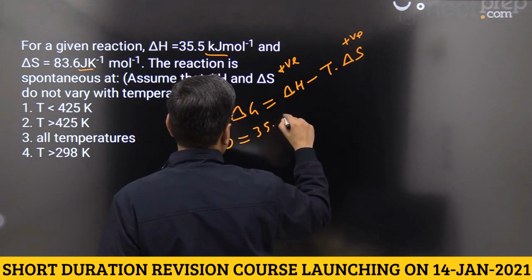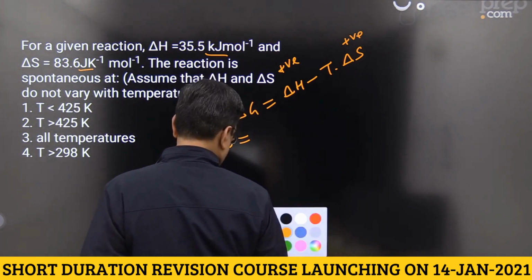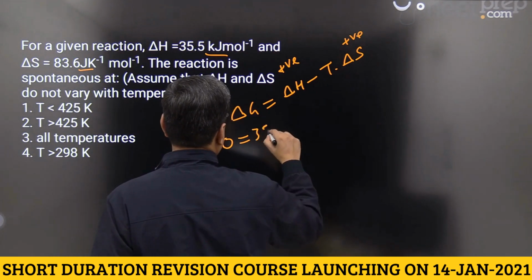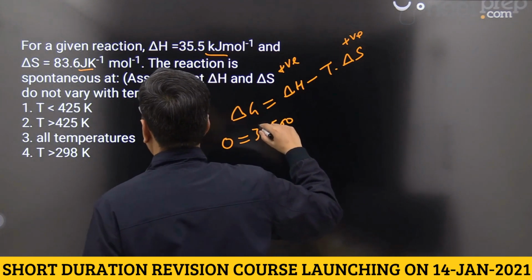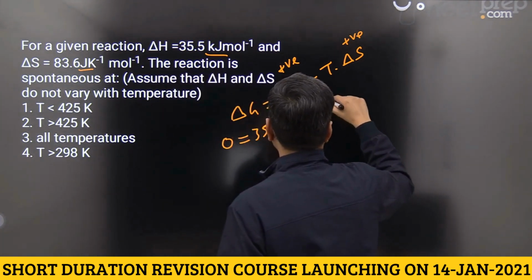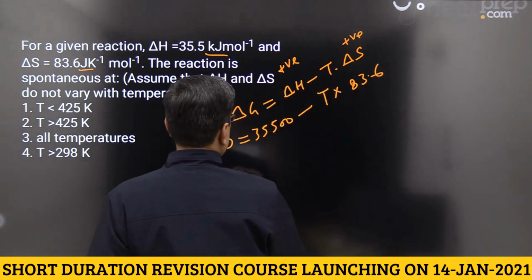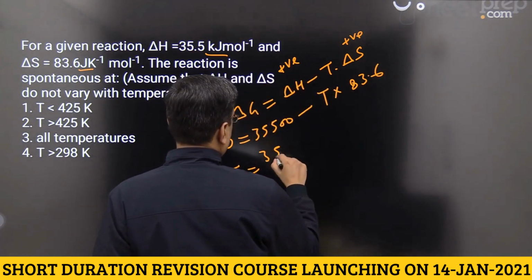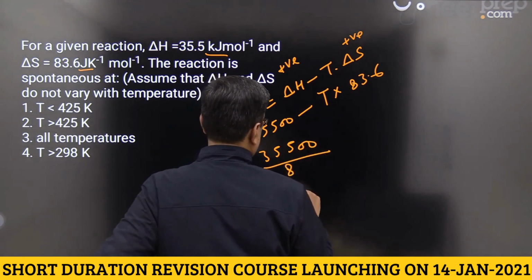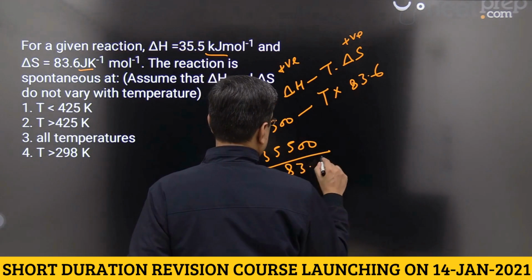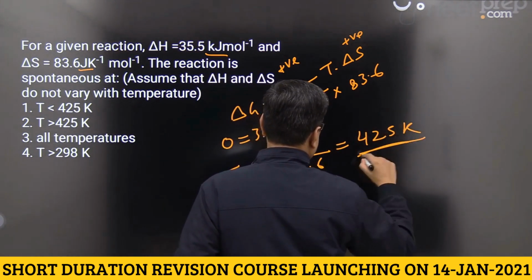Delta H in kilojoule is converted into 35,500 joule, minus T into 83.6. So T is equal to 35,500 upon 83.6. It is equivalent to 425 Kelvin.